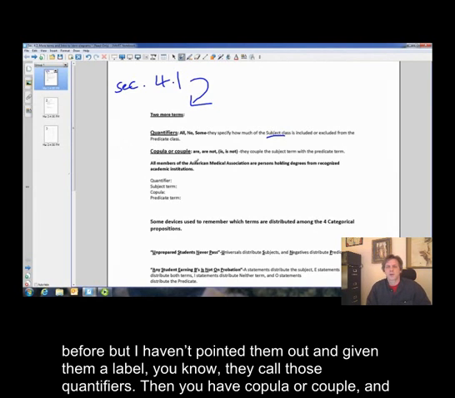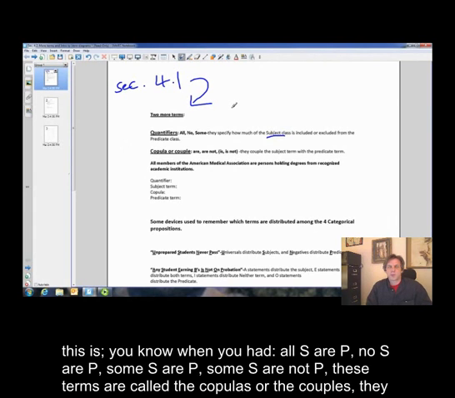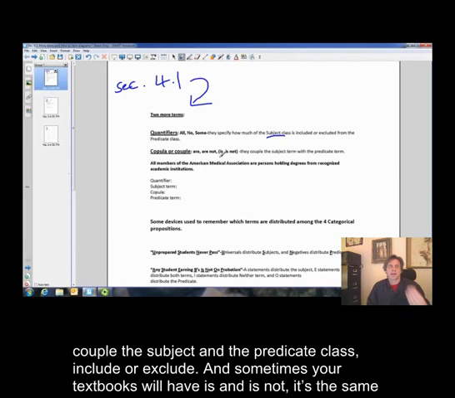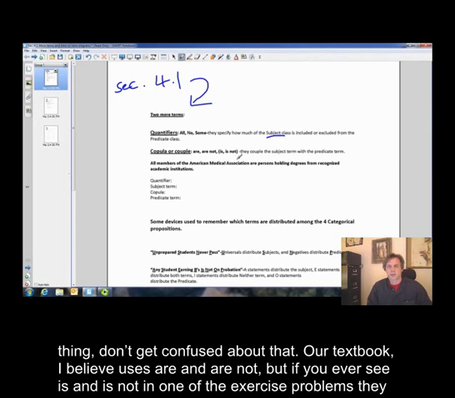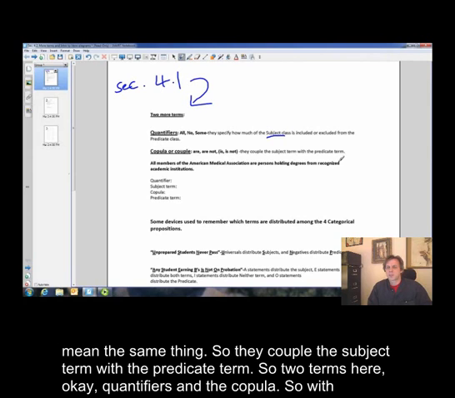And then you have the copula, or couple. This is when you had all S are P, no S are P, some S are P, some S are not P. These terms are called the copulas. They couple the subject and the predicate class, include or exclude. Sometimes your textbooks will have is and is not. It's the same thing. Our textbook, I believe, uses are and are not, but if you see is and is not in an exercise problem, they mean the same thing. So they couple the subject term with the predicate term. So two terms here.